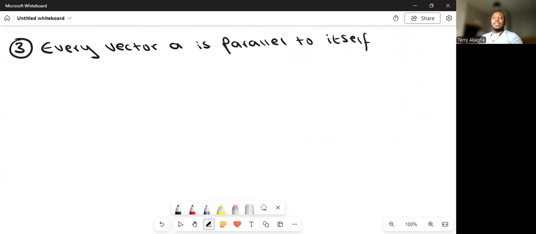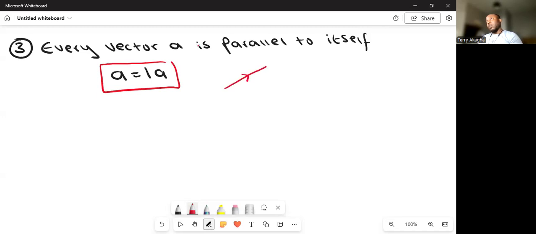So that means technically the K here is going to be equal to 1. Does that make sense? So that means a vector A is going to be 1A. So the K is equal to 1. So that's what you need to know. If this is A, then the other vector as well is going to be A. So it's always parallel to itself.